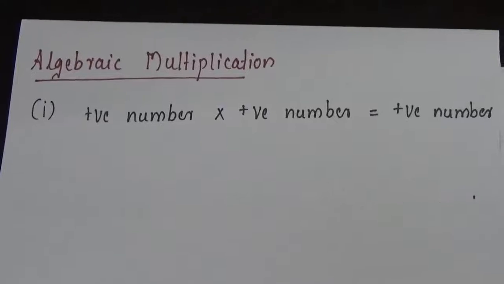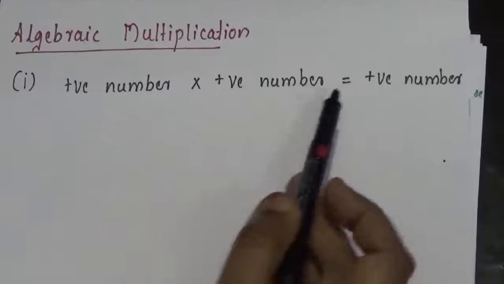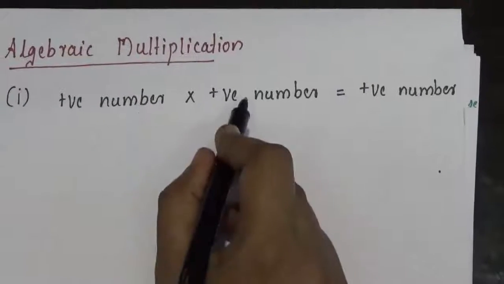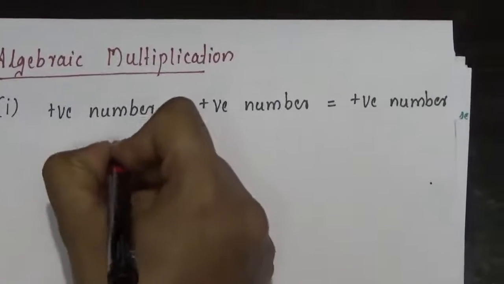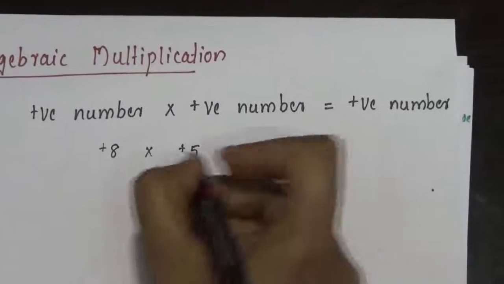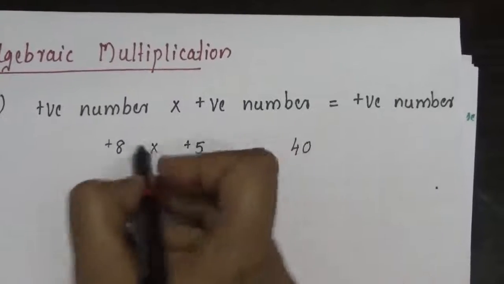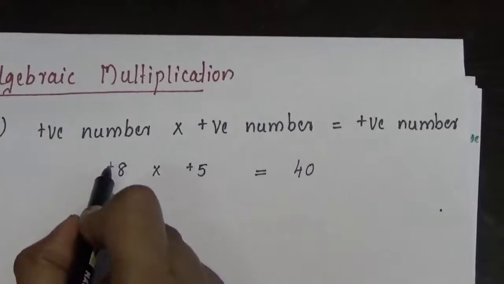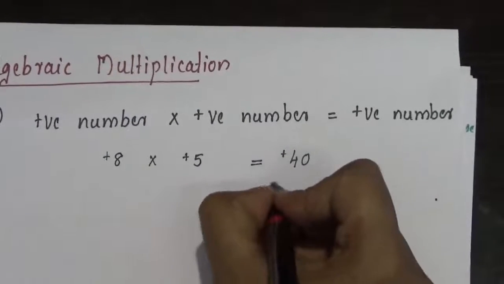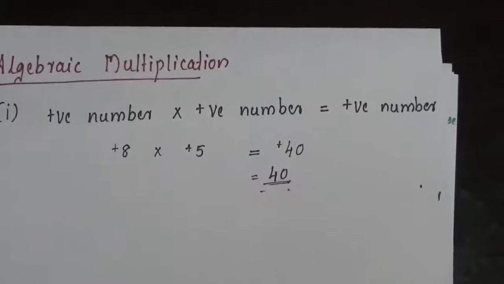The first rule is positive number into positive number will be a positive number. That means, suppose we are multiplying two positive numbers, plus 8 into plus 5. In that case, you multiply the two numbers, 8 into 5, that is 40. Then you multiply the signs: plus into plus is plus. So we have the answer 40. Remember, positive into positive is positive.